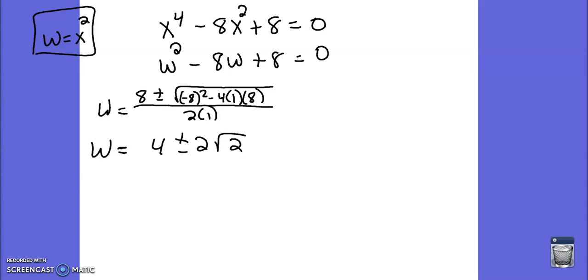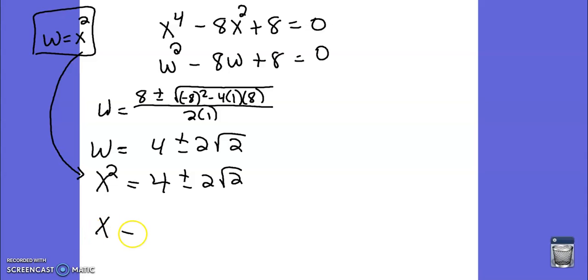But remember, W, now let's substitute it back in. W is actually x squared. And then, of course, we're trying to solve for x. So then we're going to square root both sides. So here's where you've got to pay attention. Remember, whenever you square root both sides, we get plus or minus. So we're going to have literally this right here, plus or minus the square root of 4 plus or minus 2 square root of 2.